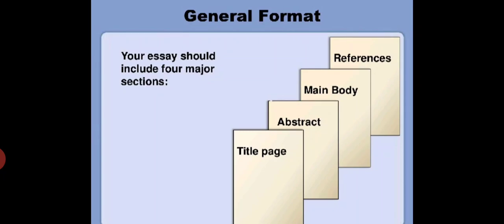General format. Your essay should include 4 major sections. First, the title page. Second, abstract. Abstract is the summary of your work. Third is the main body, in which you would give more details about your work, and at the end there would be references.